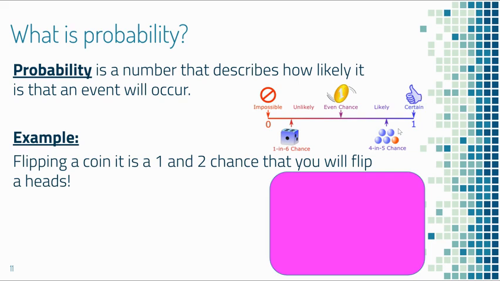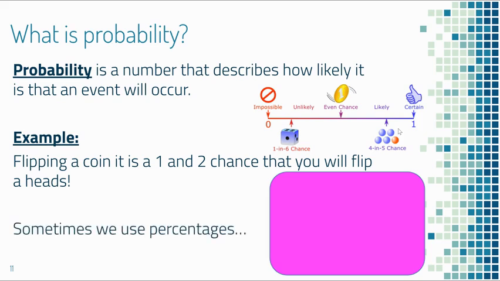So for example, if you're flipping a coin, it's a 1 in 2 chance that you will flip a heads. Now, there is some science to say that maybe that's not entirely true, but again, we do have two sides to a coin, and one side is a head, one side is a tail. So it would be a 1 in 2 chance, or a probability of 0.5.